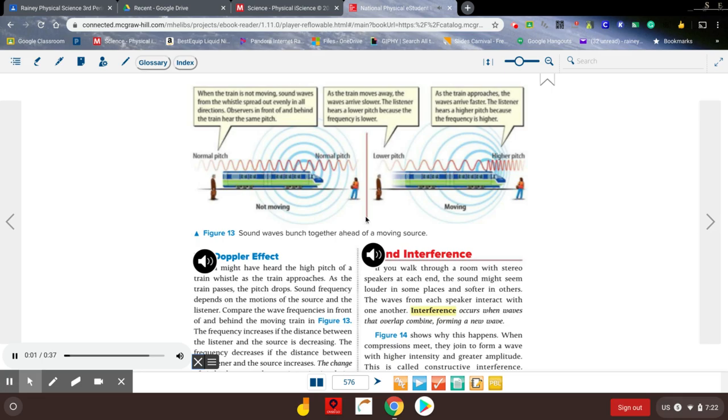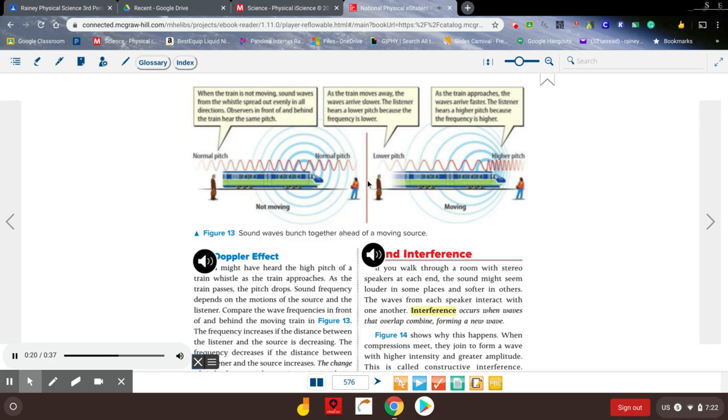The Doppler effect. You might have heard the high pitch of a train whistle as the train approaches. As the train passes, the pitch drops. Sound frequency depends on the motions of the source and the listener. Compare the wave frequencies in front of and behind the moving train in Figure 13.